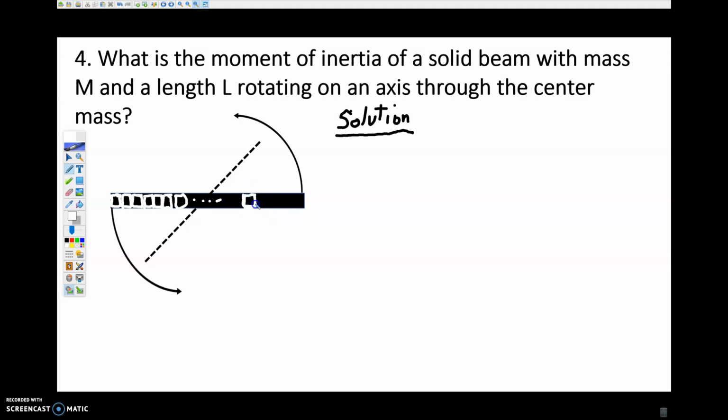So if we looked at this little piece of mass, that little mass would be dm, and dm would have a length which would also be infinitely small from here to here, which would be dr. And from the axis to the dm, each dm has its own unique r value, which is different than dr. R is how far away dm is from the axis of rotation. Dr is the corresponding little change in length.